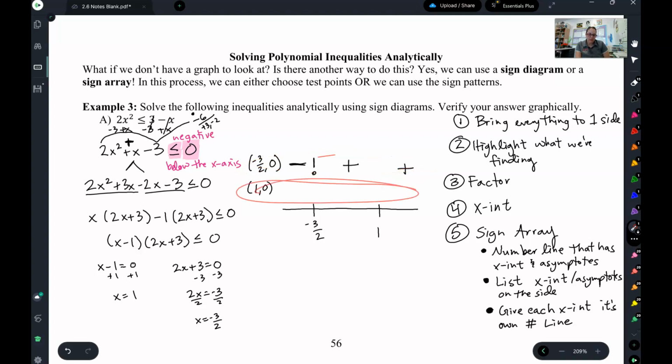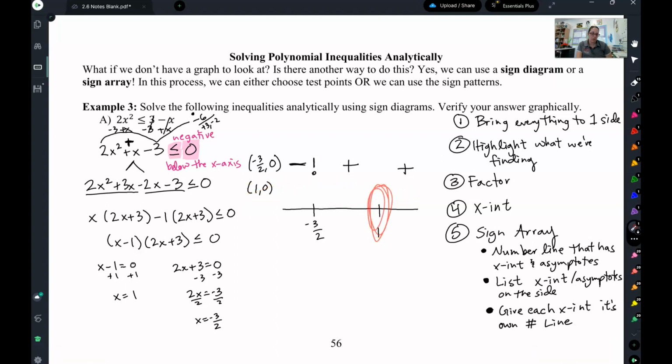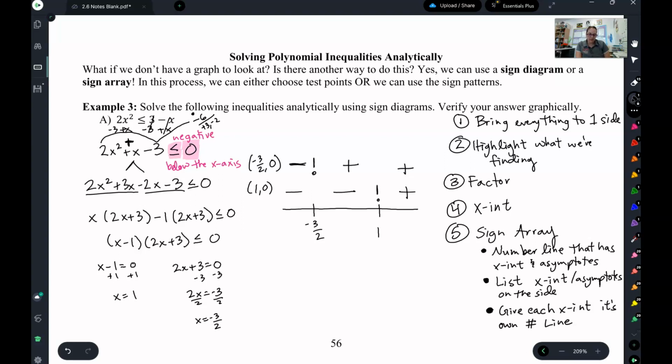So now I'm going to come to this one, 1 comma 0, and I'm going to give it its own number line. And the 0 line is going to be above the x-intercept that goes with that line. So I'm going to put a 0 right there. Left of 0 is negative. Right of 0 is positive. So the numbers left of 1, like 0, negative 1, negative 2, you can plug them into this factor and get negative answers. Numbers to the right of 1, you can plug those into here and get positive answers.